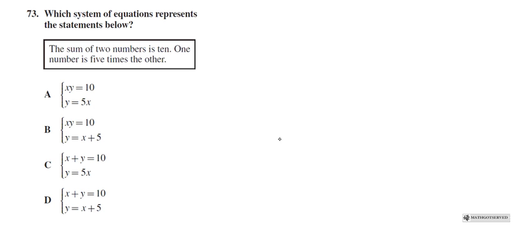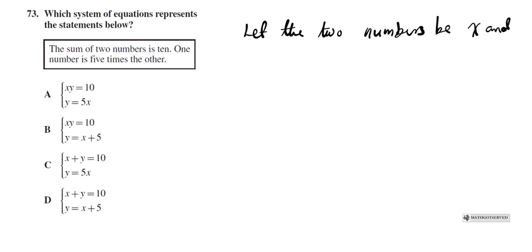It says, which system of equations represents the statements below? The sum of 2 numbers is 10. One number is 5 times the other. So let's say let the 2 numbers be x and y. Okay? So if the sum is 10, what operation is sum? Sum operation is basically adding, right? And then that means we sum the 2 numbers. So for the first equation, we're going to have x plus y equals 10.